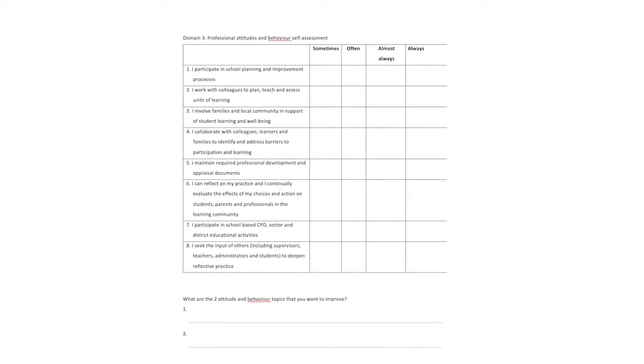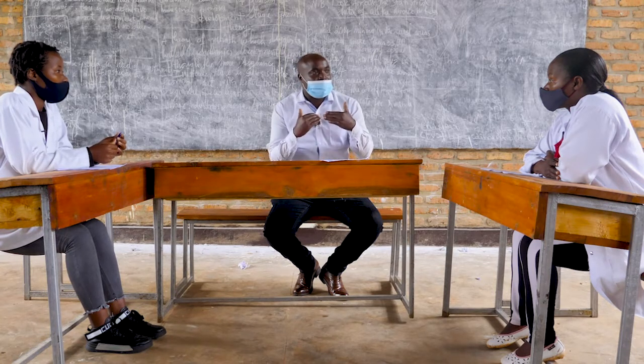Apart from domain 1 and domain 2, there is also another domain, which is domain 3. The domain 3 will focus on professional attitudes and values. And under domain 3, there are different competencies that will help you also to assess yourselves and find out which one you need to improve.